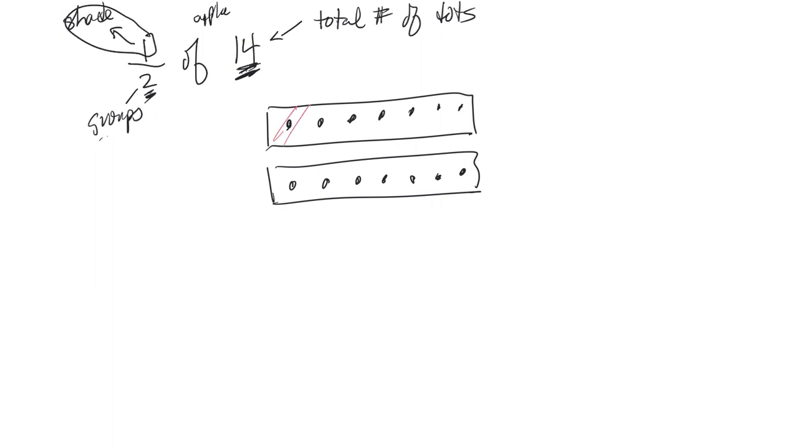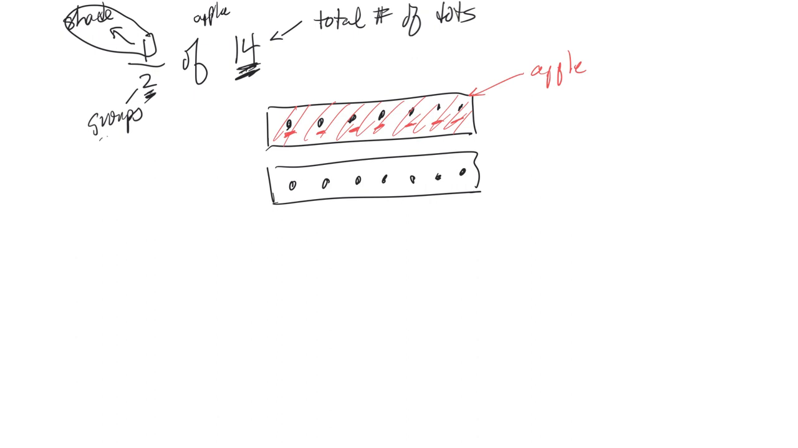So here I'll shade this one. So these ones here are the apple group. So to know how many are apple, then I just count them up. 1, 2, 3, 4, 5, 6, 7. So there's 7 of the 14 that are apple.